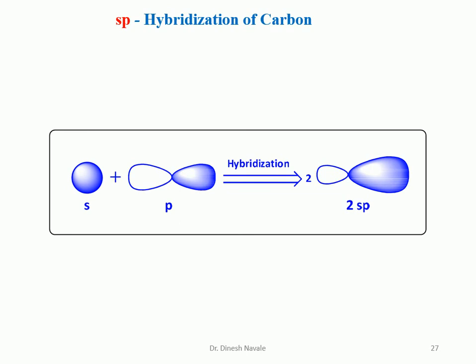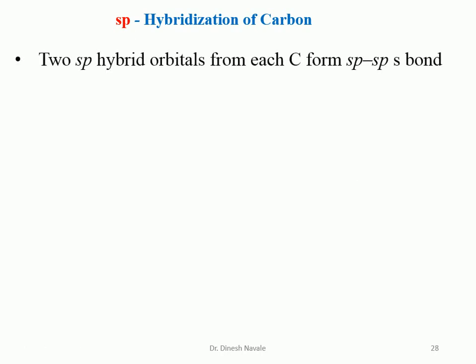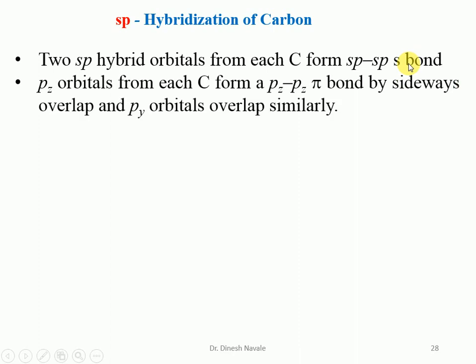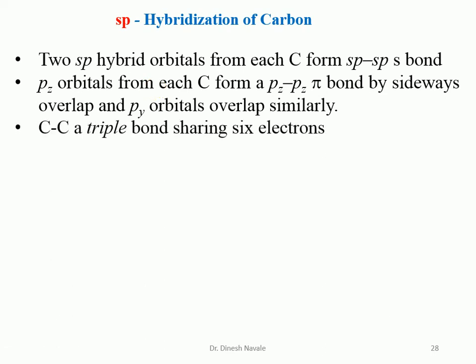So this is the sp hybridization of the carbon atom, the formation of the hybrid orbital: one s orbital and one p orbital mix together and give the formation of 2 sp hybridized orbitals. The sp hybridized orbitals from each carbon atom form the sp-sp sigma bond, whereas the p orbitals from each carbon atom give the formation of pi bonds. A carbon-carbon triple bond shares 6 electrons, so there are a total of 2 pi bonds, formed by the py orbital as well as the pz unhybridized orbital.